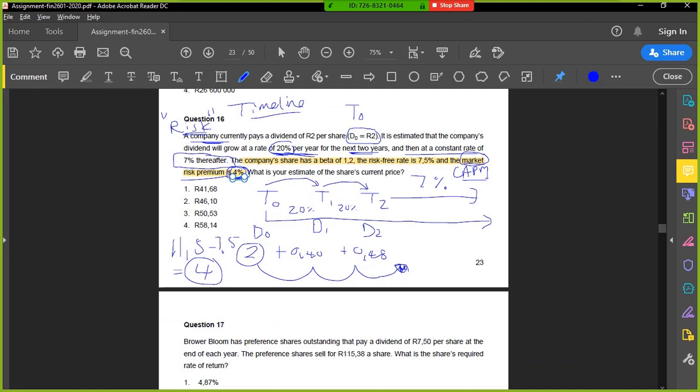Let's see. What is your estimate of the share's current price? Not there.